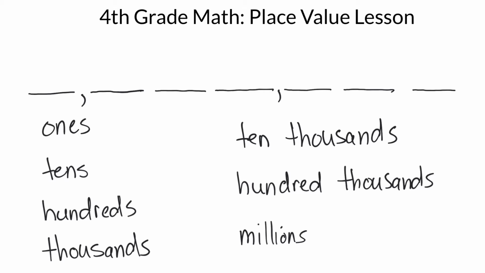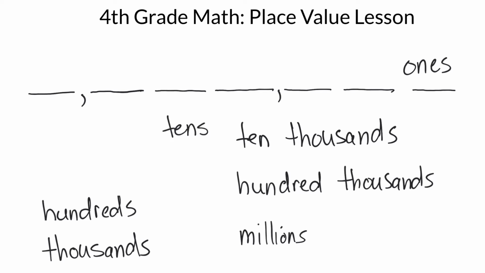Hello, students. Welcome to fourth grade math. This is about place value, and I have a bunch of lines here, and each of these lines represent a place value, and I got commas here. So, what are the place values? They start on the right-hand side. And the first one is the ones place. So I'll place that there, the ones place. And then after that is the tens place.